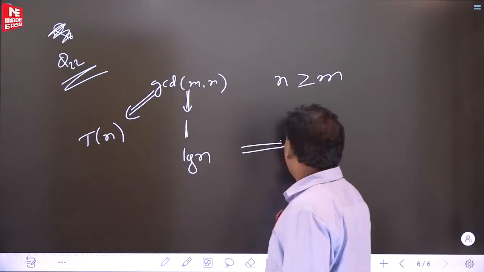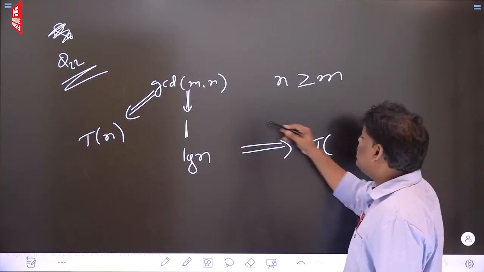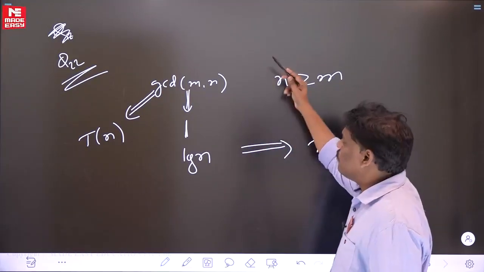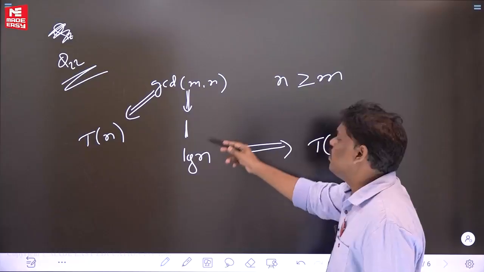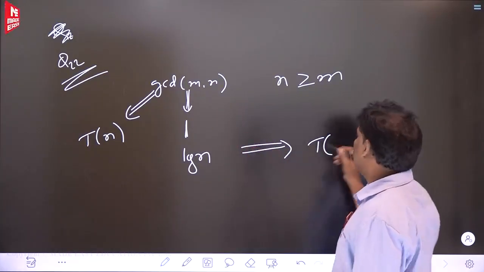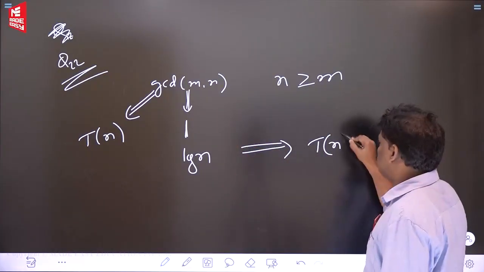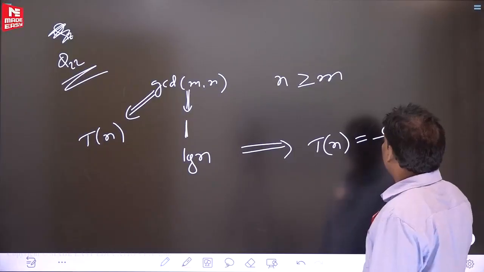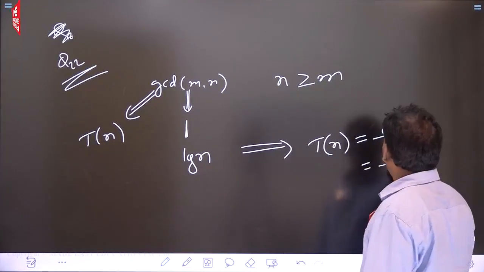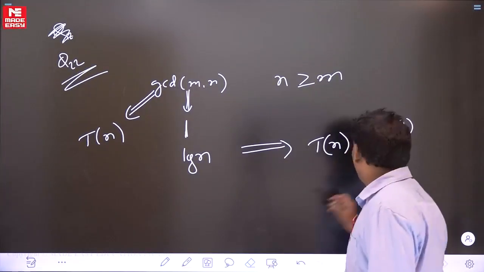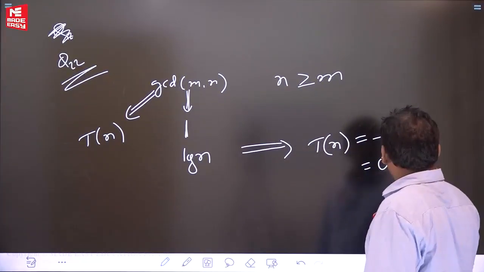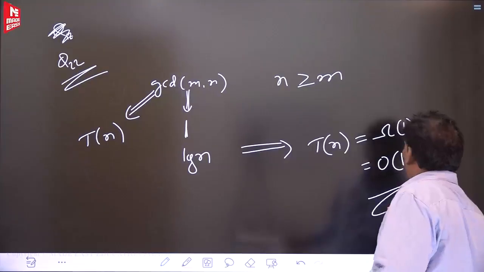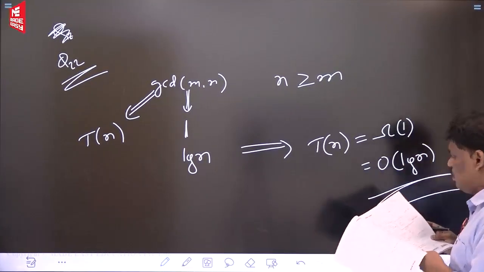So to this problem, the answer is this one, where Tn is the number of function calls for GCD of m comma n. Tn lies from minimum 1 to maximum log n. If you want, you can write the notation also. Tn is equal to minimum 1, maximum log n. Maximum means what? Upper bound. Log n. Now, in the options, whichever is available, you can select it.